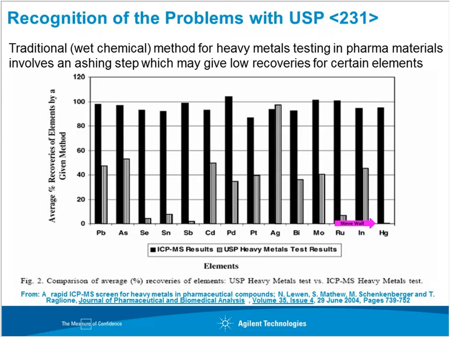So 231 is not a very effective test, and in this case, it's due to the ashing step, which gives low recoveries for certain elements. But if we apply modern technology, in this case using ICP-MS, we can see with the black bar that if we use ICP-MS technology and appropriate sample prep, we can actually get very good recoveries. So that represents the recoveries for ICP-MS, all pretty close to 100%.